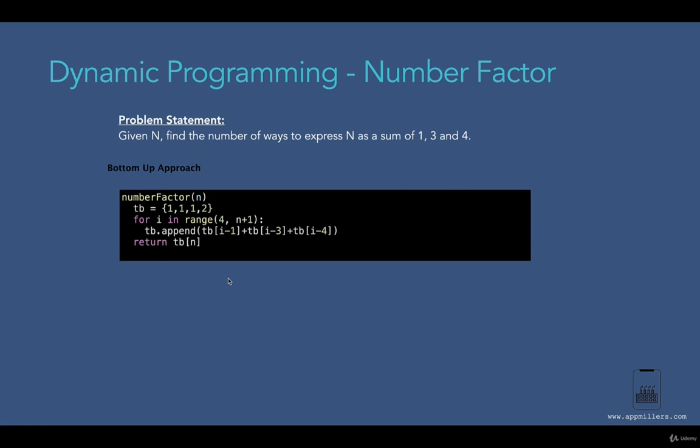So with this, we have come to the end of this lecture. In this lecture, we have discussed dynamic programming for number factor using the top-down approach and bottom-up approach. And based on these algorithms, in the next lecture, we are going to implement a method which solves the number factor problem using dynamic programming in both methods, the top-down approach and the bottom-up approach. So see you in the next lecture.